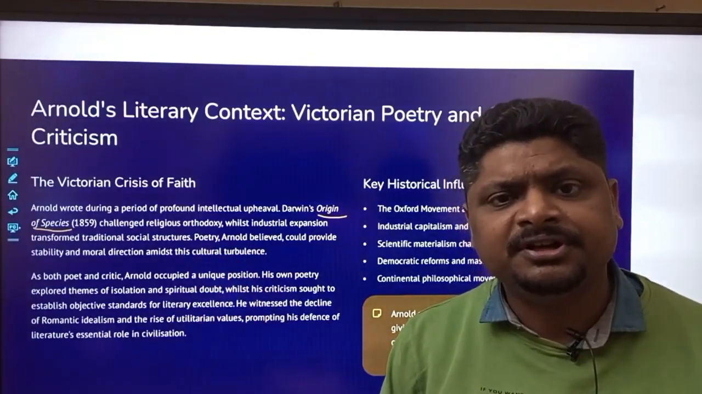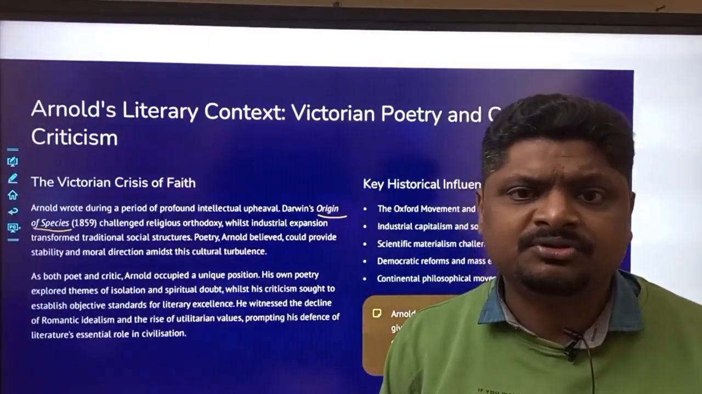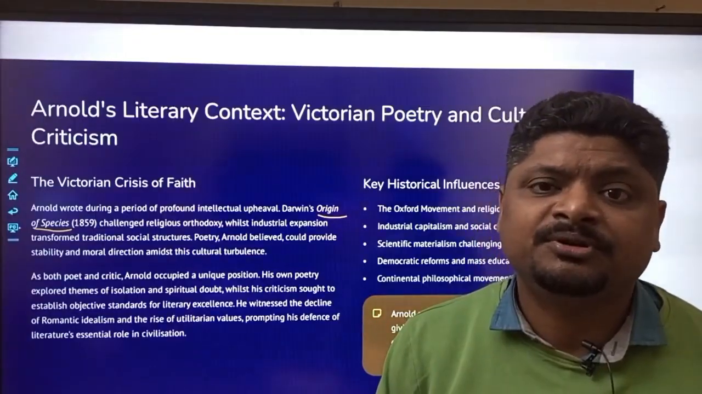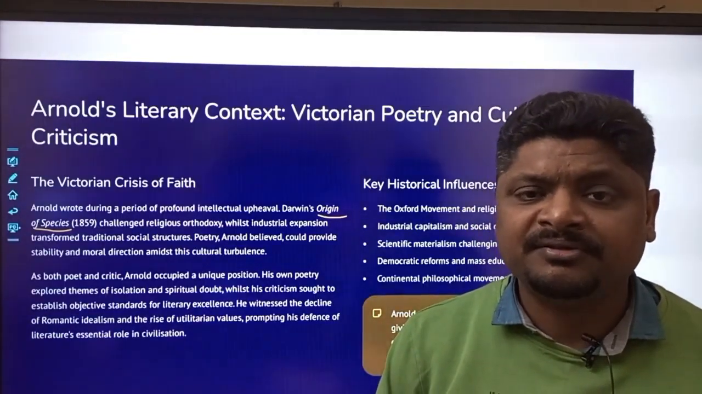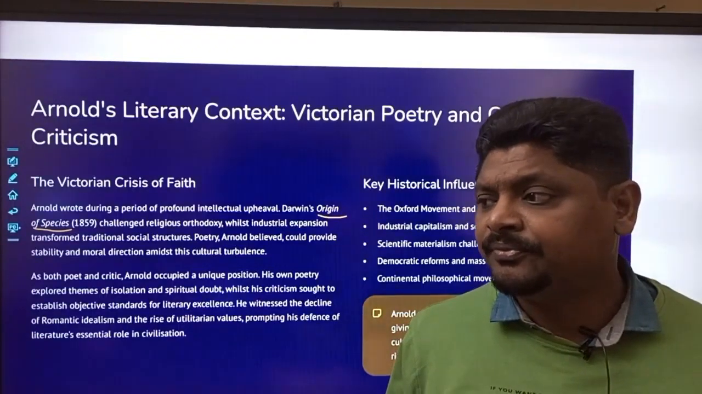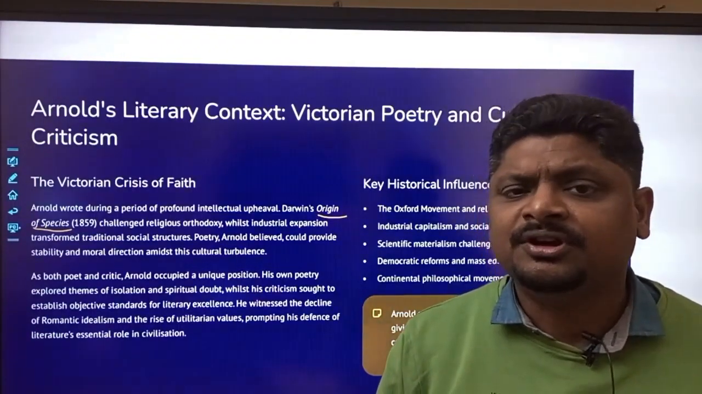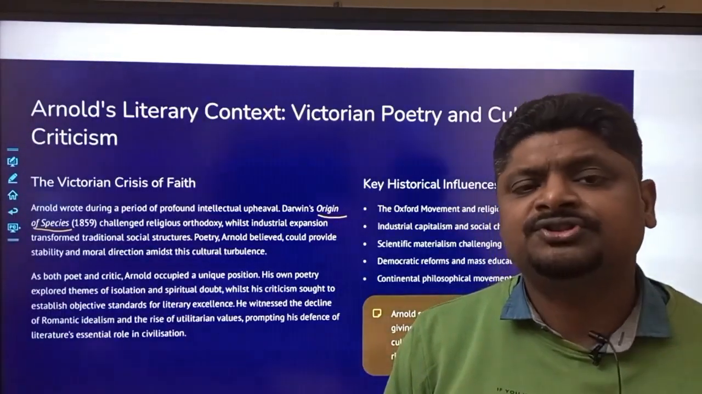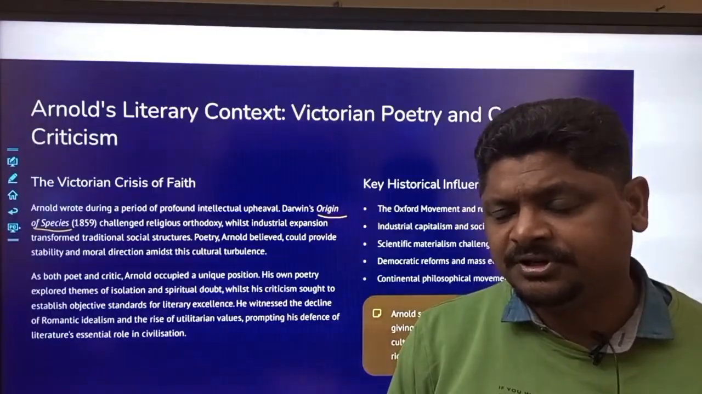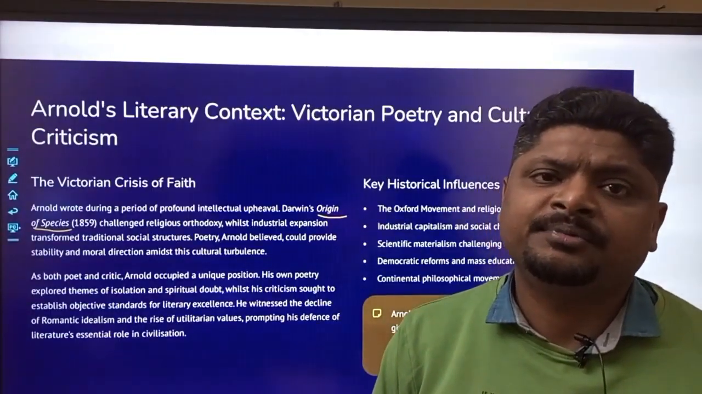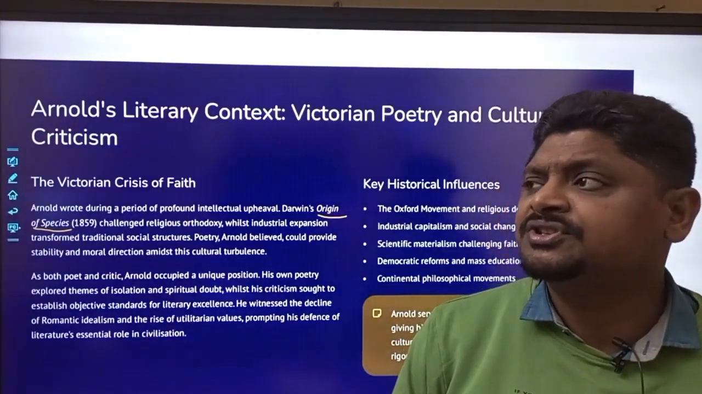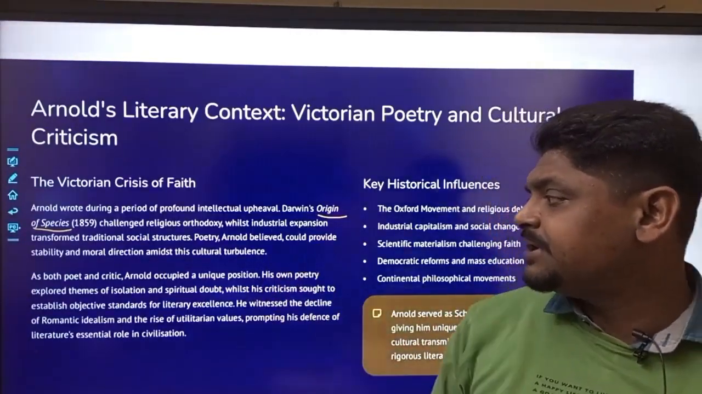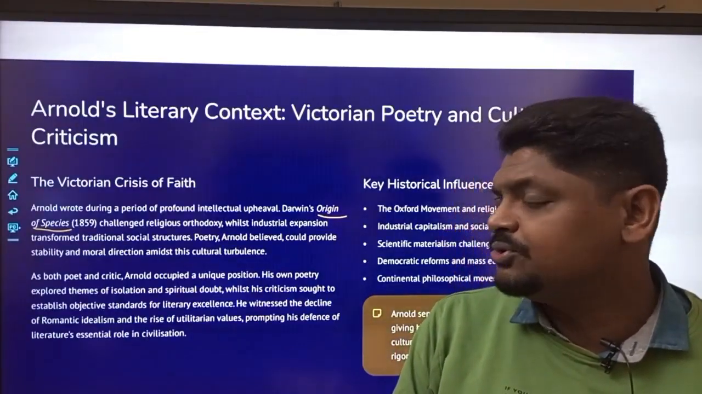which challenged completely the biblical notion about the creation of human beings, that it is the consumption of the forbidden fruit by Adam and Eve which made the world created. But no, Darwin challenged this religious orthodoxy. Darwin challenged this religious belief completely, and he says human beings came through evolution. Right. Whilst industrial expansion transformed traditional social structures.